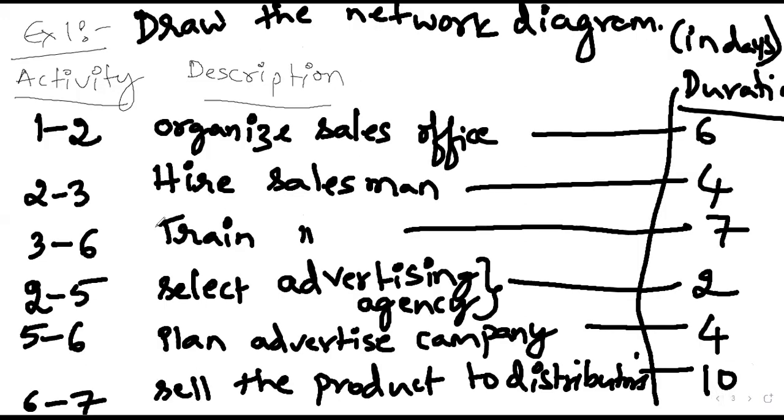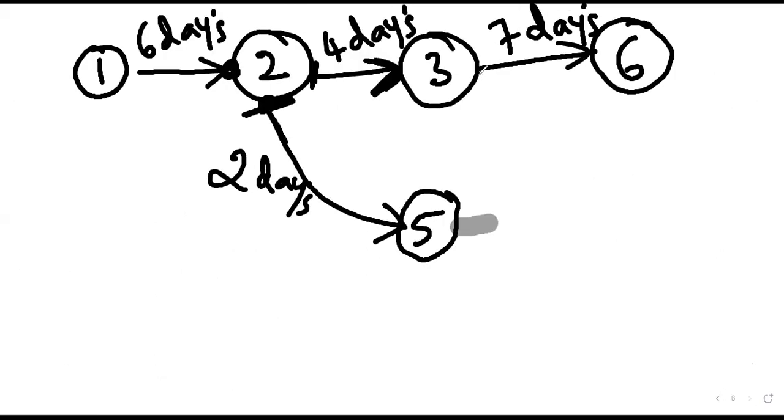So here in the question statement, we have this 3-6, and this is the third activity, that is train salesman. It was my mistake. First I had written it as 3-something, and later I changed it to 3-6. So just make note of all these things. Considering these changes, 3-6. Okay. Next, 2-5, which is nothing but selecting the advertising agency.